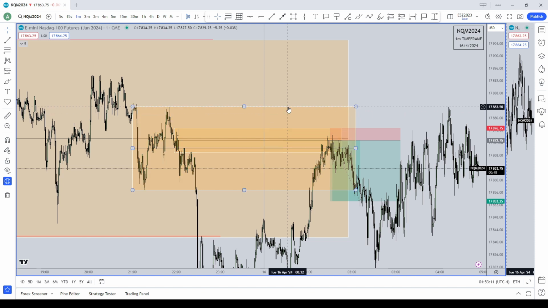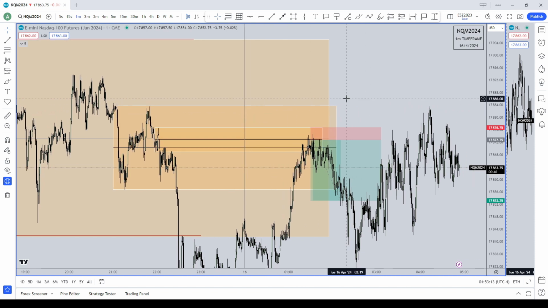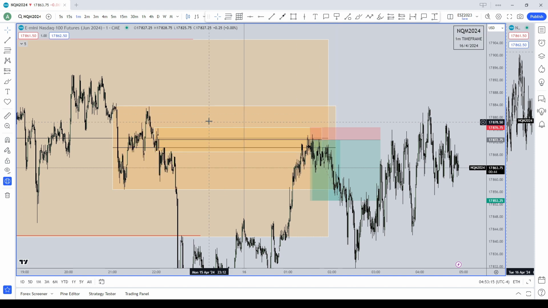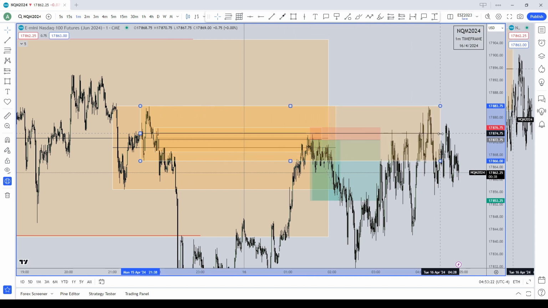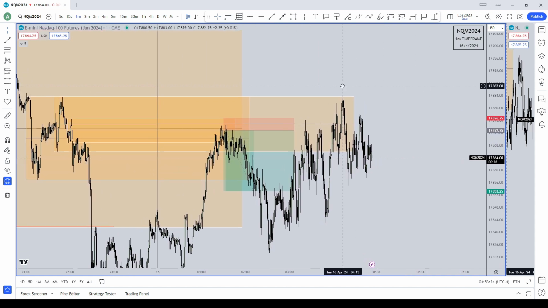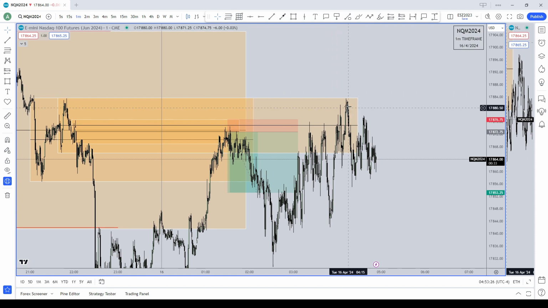Yeah. Look at that. And also, this zone is unmitigated also. But this zone will work in future, as you can see now. I'm showing you now in real time.